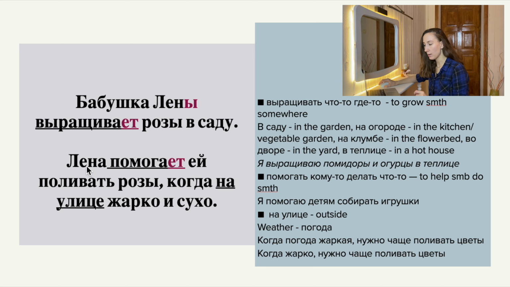Лена, она, что делает? What does she do? Помогает. We change the ending into «ет». If you want to talk about your actions, you have to change the ending of the word помогать into помогаю. What do I do? Я помогаю детям собирать игрушки. I help my kids to gather their toys.